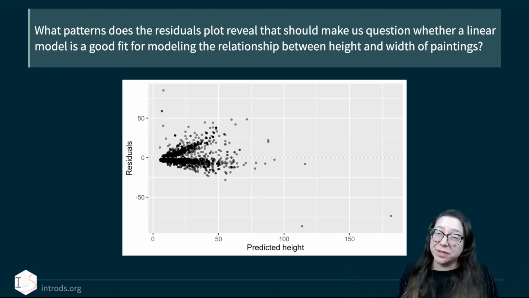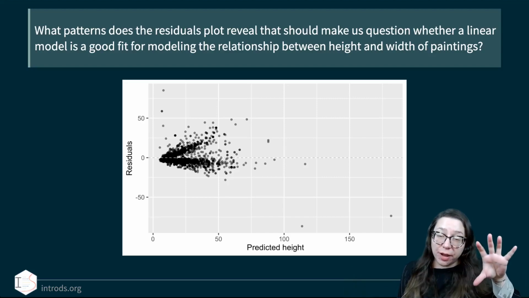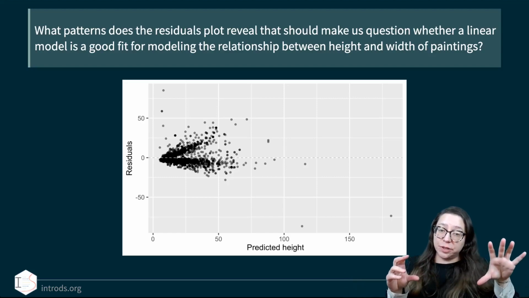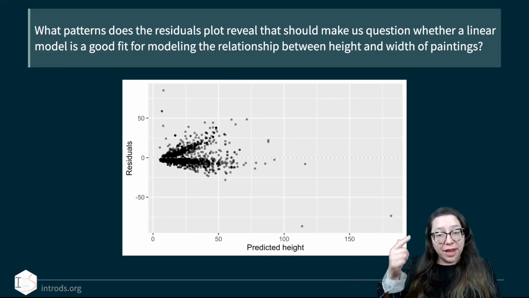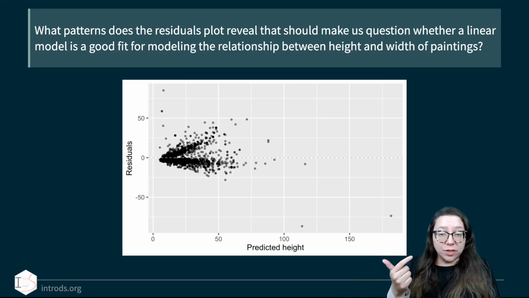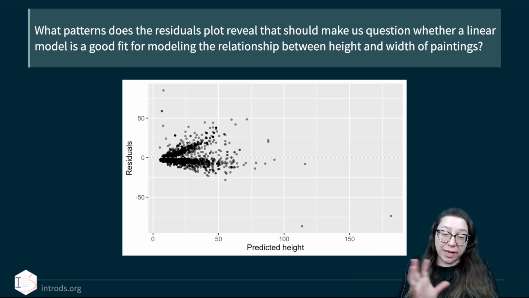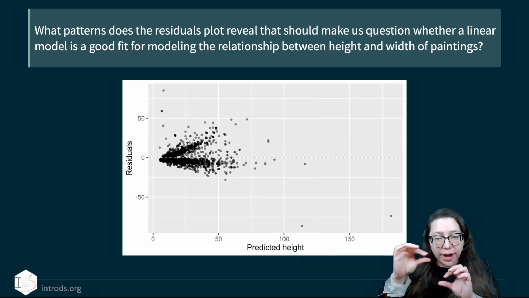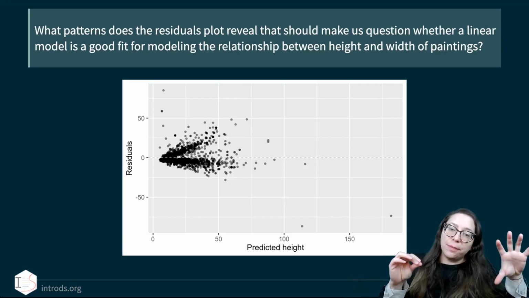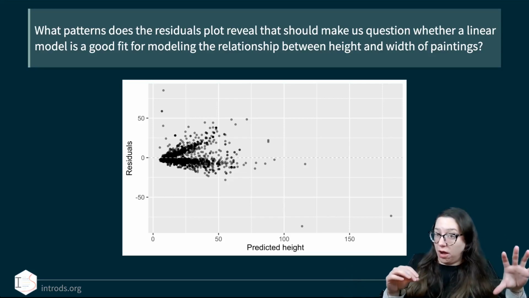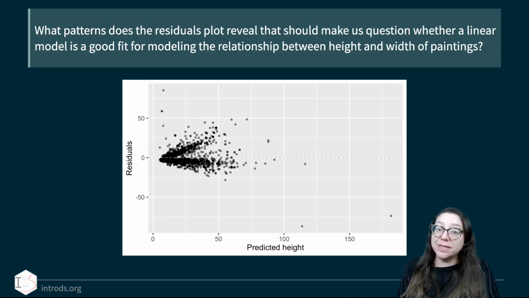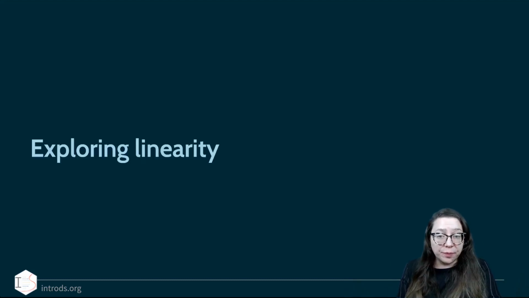So what patterns does the residuals plot reveal that should make us question whether a linear model is a good fit for modeling the relationship between height and widths of paintings? This looks like that issue of the fan-shaped residuals. The variability of our residuals increases as the predicted values increase. So we can see that at the lower end, when the predicted values are lower, say between 0 to 20 inches or so, the residuals are quite condensed around 0. But then as the predicted values increase, how much we're off, so the variability of our residuals, increases as well. So what do we do next?